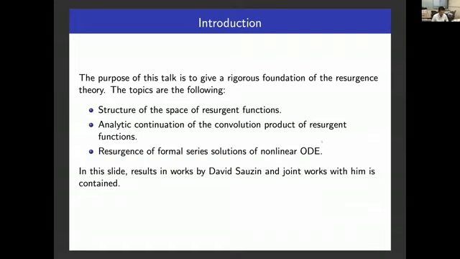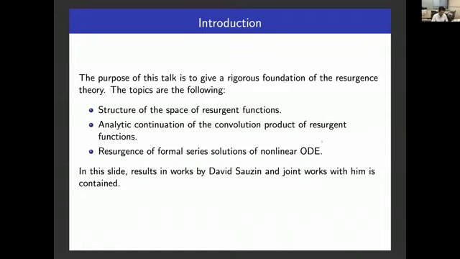Before starting my talk, I have to mention first that in these slides, the results in works by David Sauzin and joint works with him are continued. Fortunately, when I started studying resurgent analysis, I could find his rigorous works and study by his works. So in a sense, the results in this talk are a variation or extension of his results.